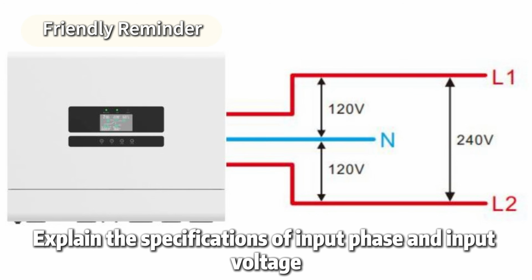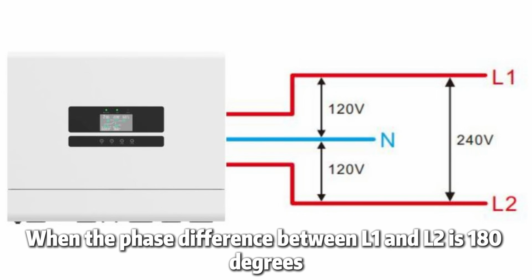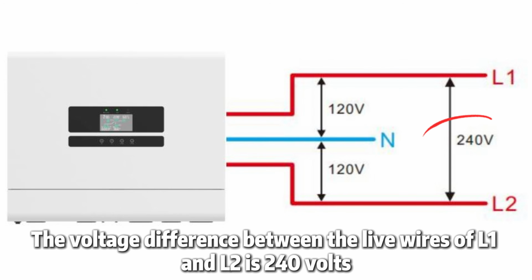Next, let me explain the specifications of input phase and input voltage. Different phases correspond to different voltages. First, when the phase difference between L1 and L2 is 180 degrees, the voltage difference between the live wires of L1 and L2 is 240 volts.